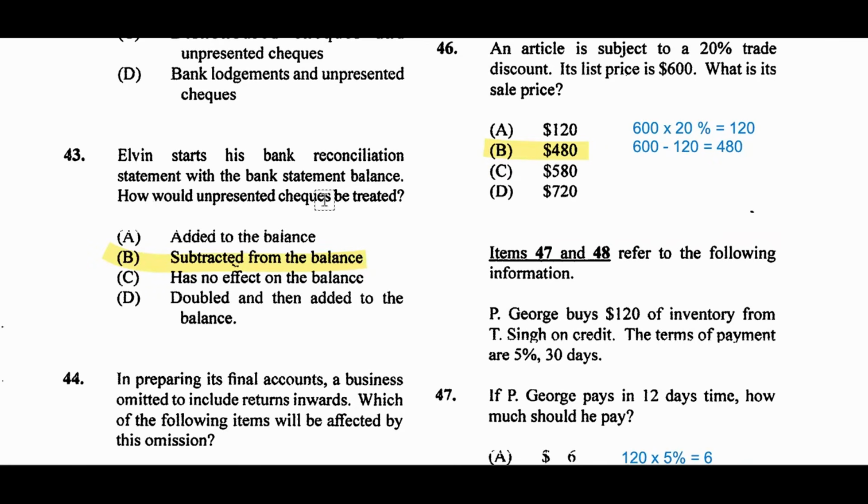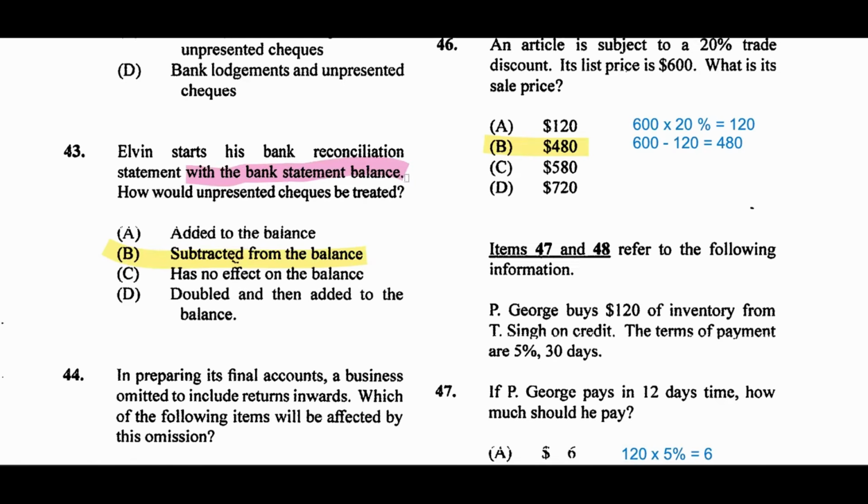How would unpresented checks be treated? But the key part in this question is to read it back and understand that the question said he is starting with the bank statement balance, not the adjusted cash book, but the bank statement balance. If you start with bank statement balance, you normally subtract your unpresented checks.